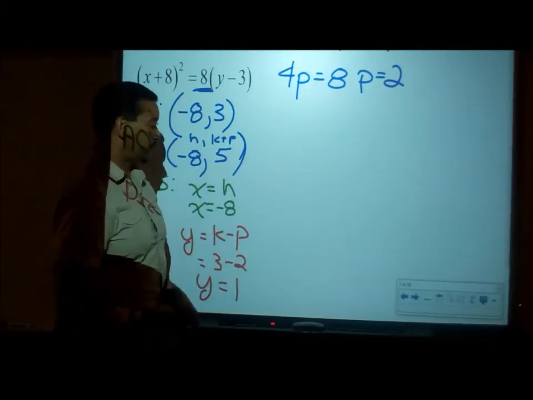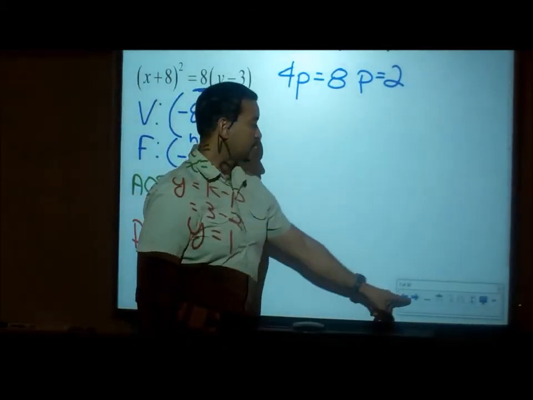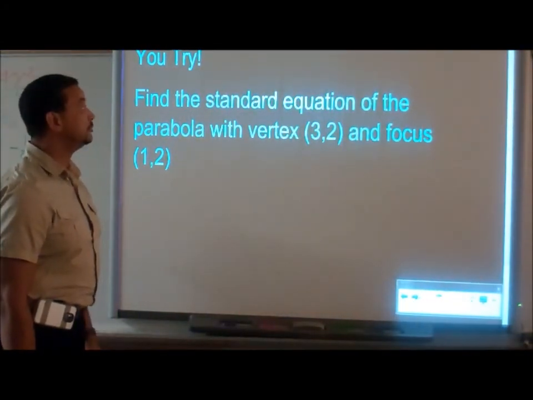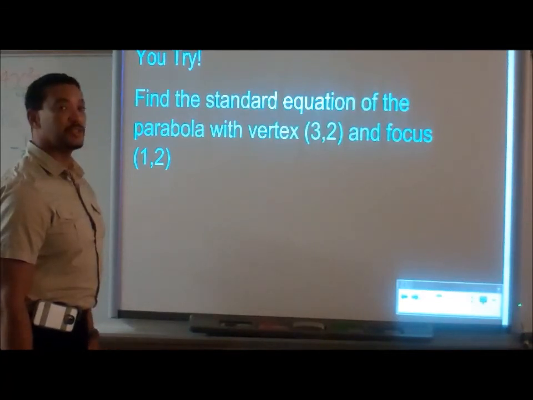Very easy, very simple. Of course, what I want you guys to do is try this problem on your own. Make sure that you understand how to do this.